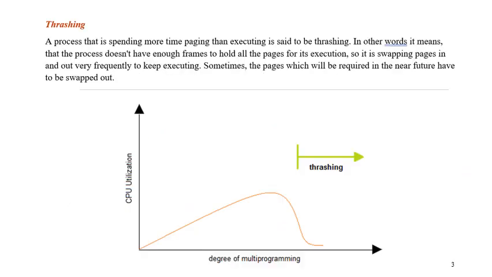Next, moving to the next concept, which is thrashing. So first of all, what is thrashing? If a process is spending more time paging than executing, it is said to be thrashing. In other words, the process doesn't have enough frames to hold all the pages for its execution.